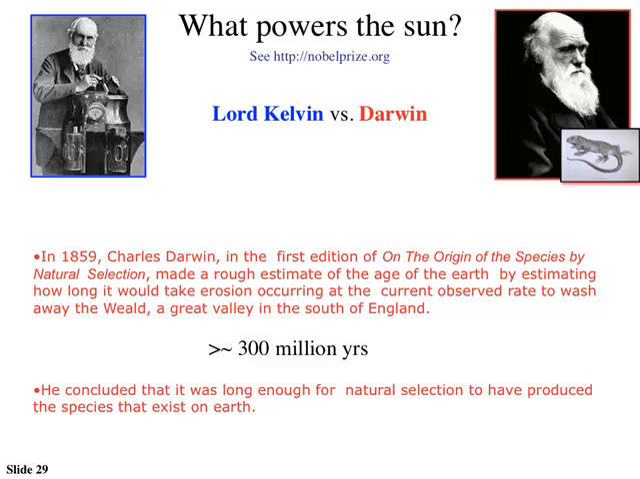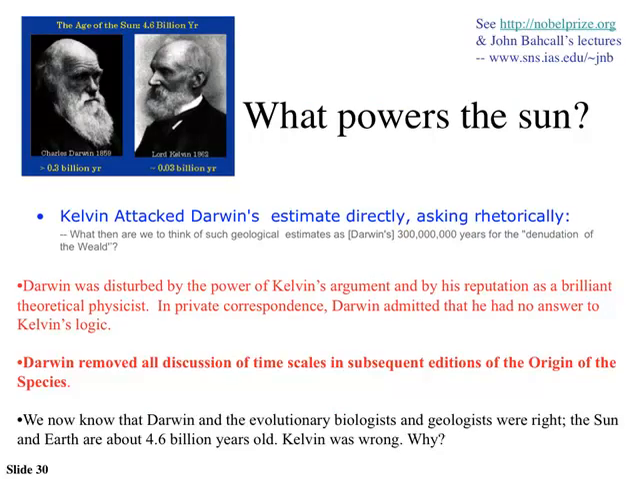So Kelvin read this, and he was like, well, Darwin is an idiot. There is no way that the sun is 300 million years old. I just did the calculation, and I'm Lord Kelvin. So Darwin must be wrong. He attacked him directly and in print. Like, what are we to make of this crazy assertion? There's no way the Earth can be this old.